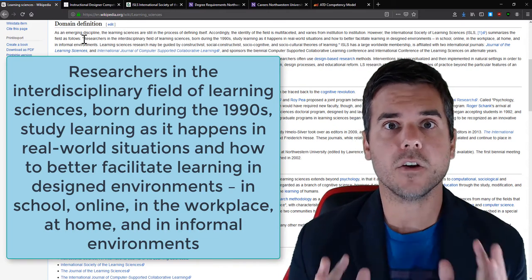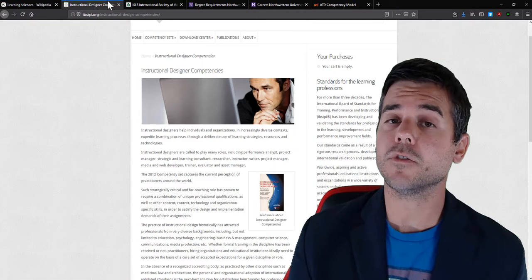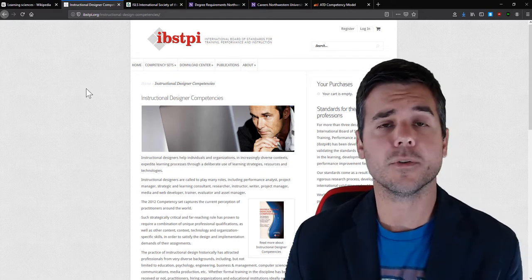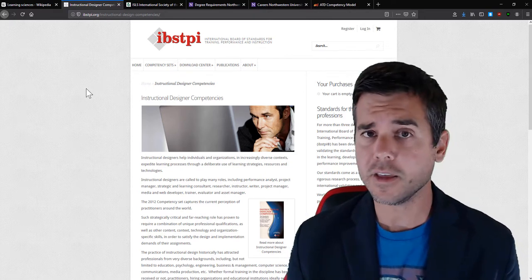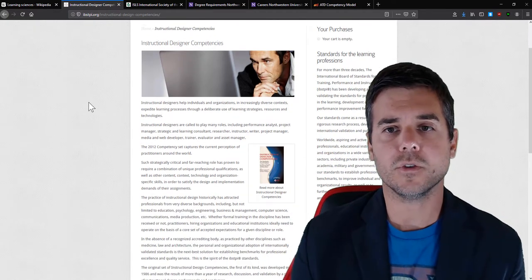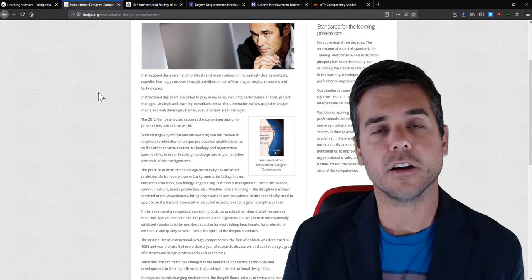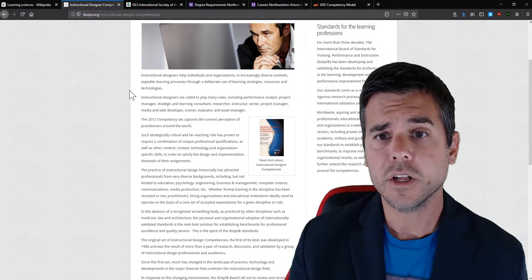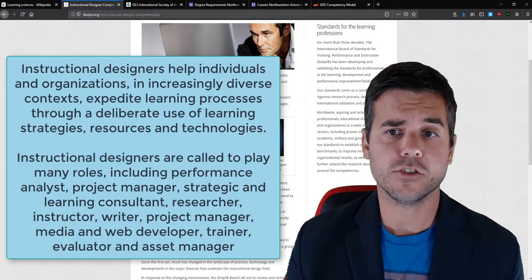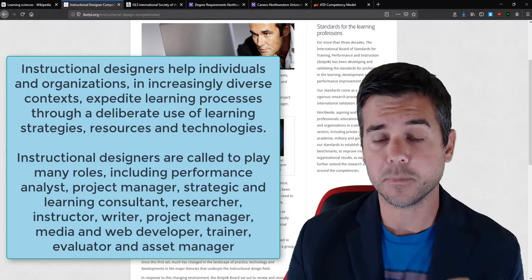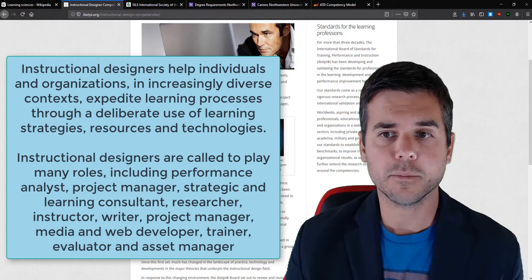Okay, that's the basic overall definition of learning sciences. Then we get to instructional design. I am on the International Board of Standards for Training, Performance, and Instruction. There's also AECT, there's ATD, a number of different places I can look for the basic definition. But this is the place where it talks about instructional design competencies, and I think they did a good job of summarizing the different things that instructional designers do. Instructional designers help individuals and organizations in increasingly diverse contexts expedite the learning process through the deliberate use of learning strategies, resources, and technologies.